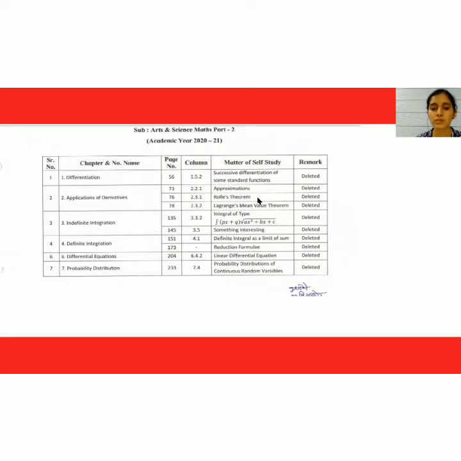2.2.1 approximations is a topic which will be excluded. Rolle's theorem and Lagrange's mean value theorem are not there. Okay, they're deleted. 2.3.1, 2.3.2. So basically, Rolle's theorem, its proof and sums based on it, and Lagrange's mean value theorem, its proof and sums based on it, would be excluded. Okay, and all the remaining topics would be there for your syllabus.